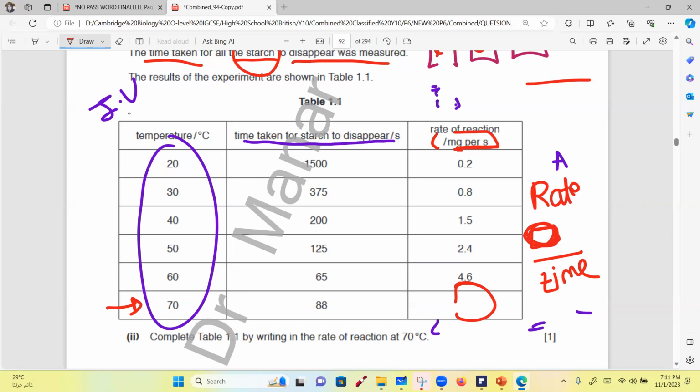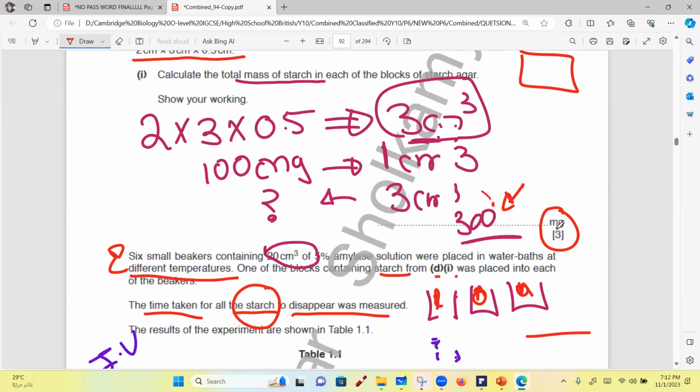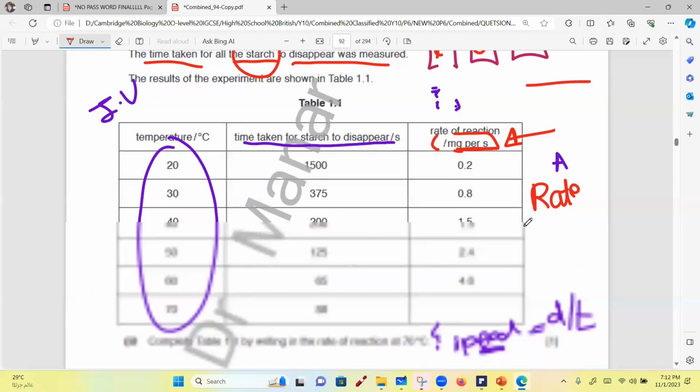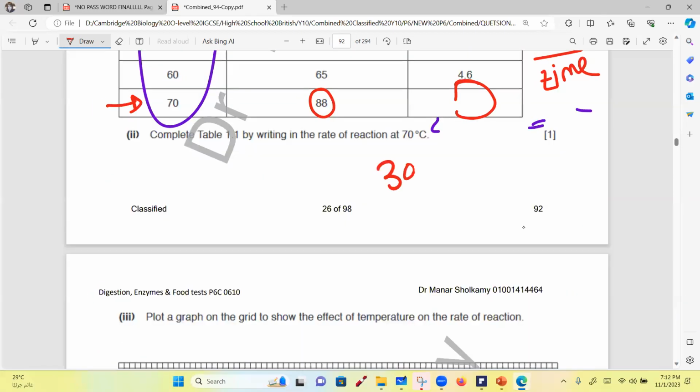Excellent. How did I know what I will divide over time? Because it is clearly mentioned in the units. It's milligrams per second. The mass over the time. What's the time? 88 seconds. What is the mass of the block? 300. Exactly. We already calculated the mass of the block, which was 300. So we will do 300 over 88. What's the answer? 3.4.